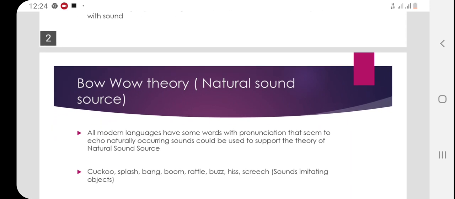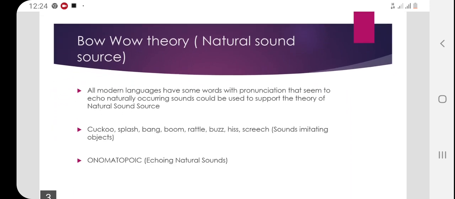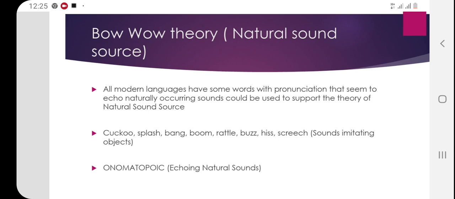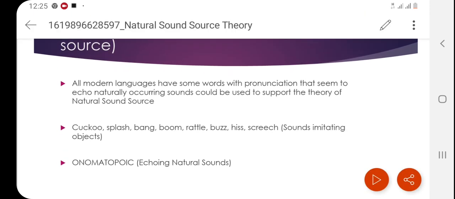The Bobo theory, again, you can say is a natural sound source, and it believes that the pronunciation of words that echo naturally occurring sounds could be used to support the theory of natural sound. Here, again, the theory is based on the pronunciation of the words: the pronunciation comes naturally from the sounds of the objects, so it becomes a theory of natural sound source. The scope is the same, that objects make sounds and those sounds are relevant to the names given to them. Here we are talking about pronunciation that seems to echo naturally occurring sounds. An echo means listening to the sound again and again, like sometimes in a mountain area or in an empty room, when you speak a word it starts making echoes. So naturally occurring sounds could be used to support this theory.